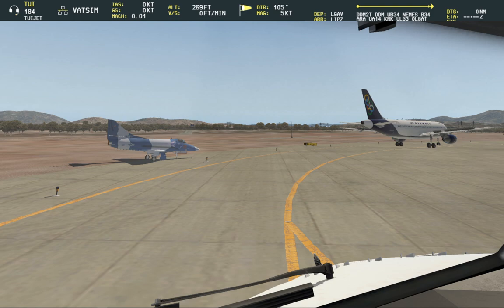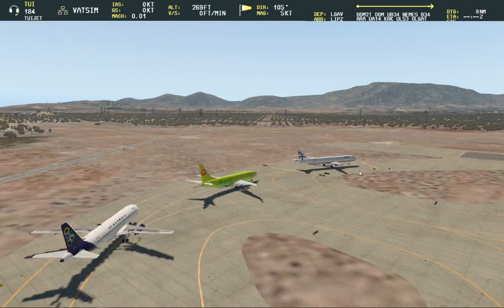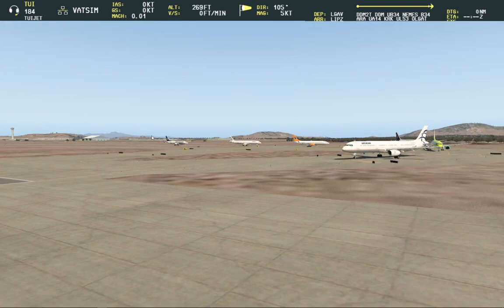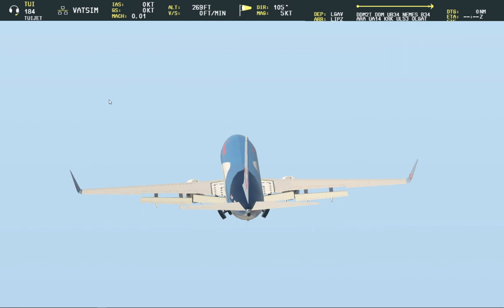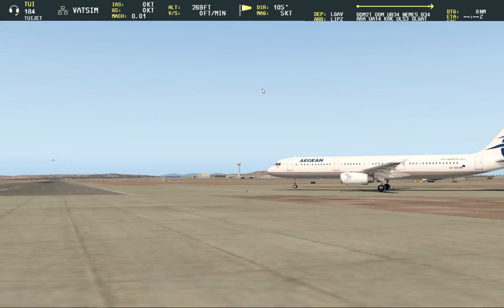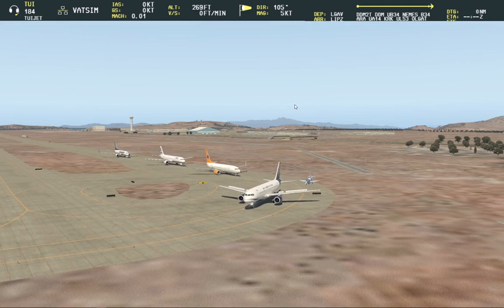Let's do some aircraft spotting while we have to wait here. Tomjet, yeah, he's just taking off. Let's see. Yeah, gears going up. Cool. I like it. And there we are in the queue. That's us.